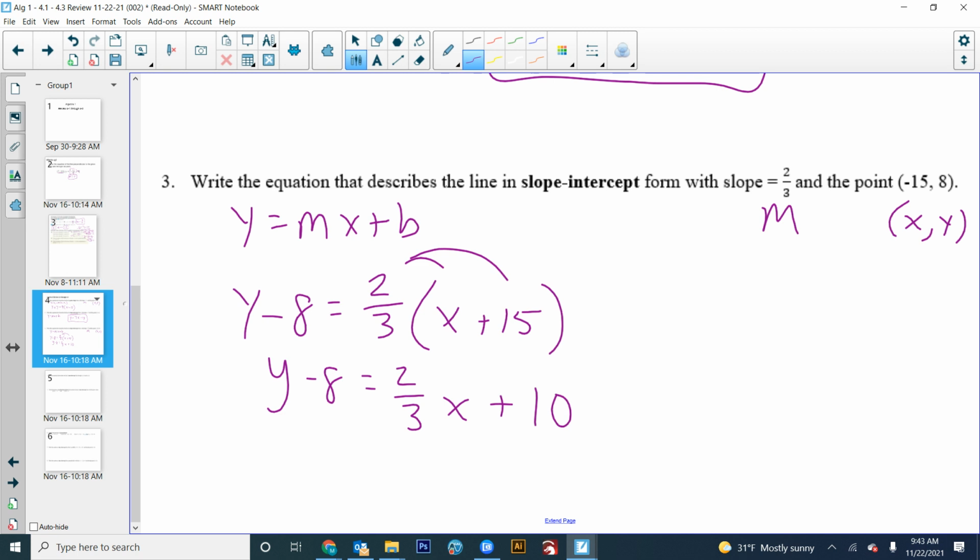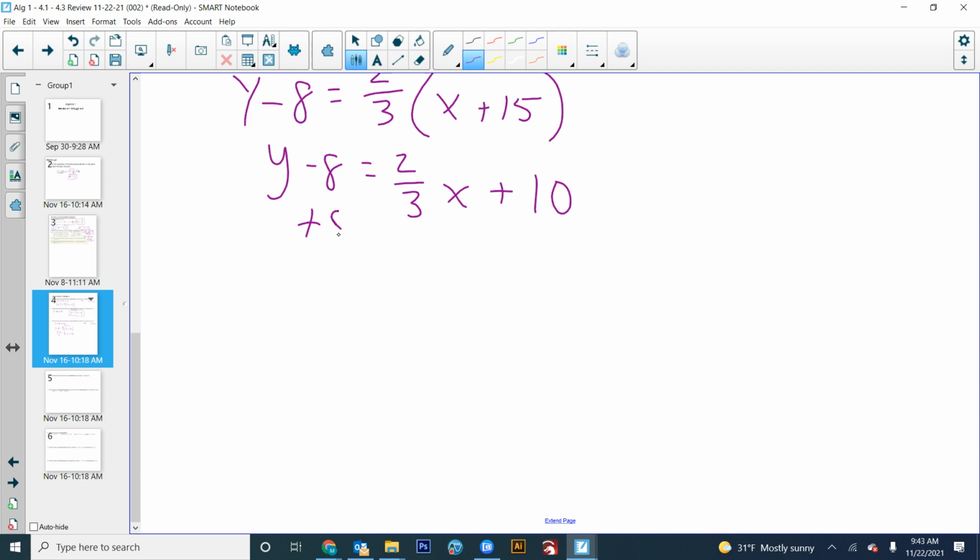All right. Almost done. Hard part's done, right? Samara, what do you think? What do I got to do? Add 8 to both sides, don't I? Finish it off, Samara. Everybody involved. Go ahead. What's that? Oh, that's fine. Plus what?